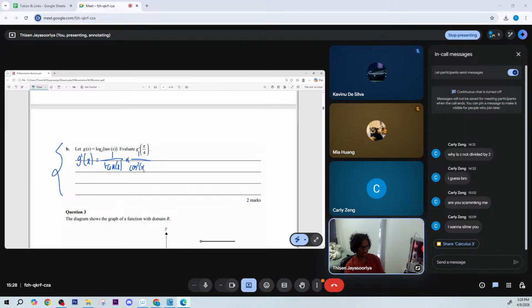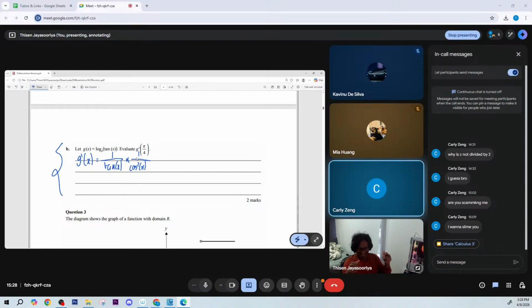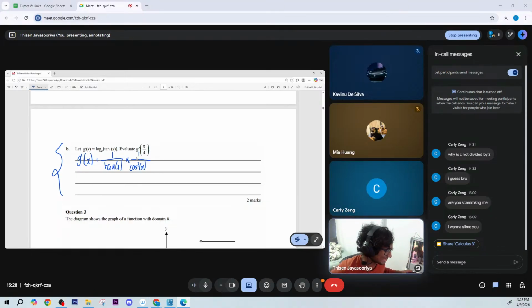Do you guys have the formula sheet with you? Make sure you have the formula sheet with you. It'll help you a lot with differentiation because you don't have to memorize these formulas. You just have to know how to use them.